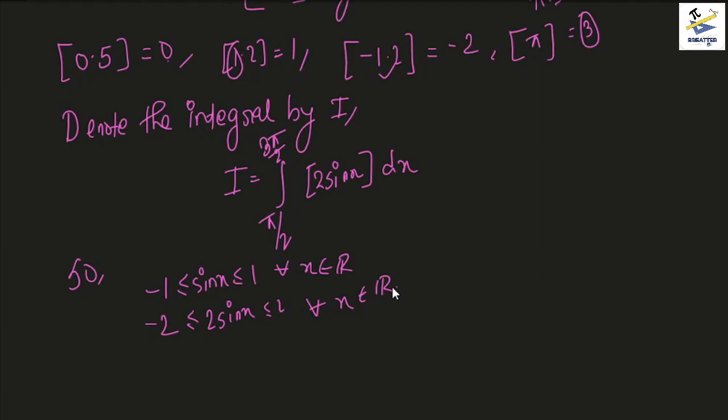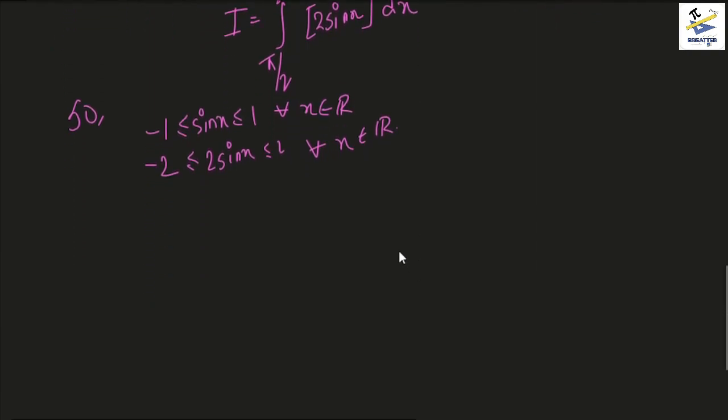So what we can do here is something like this. 2 sin x, right? So what happens at pi by 2? At x equals pi by 2, 2 sin x is basically equal to 2, right? Correct? And we want to find the value where it is not greater than or equal to 3. So 2 sin x becomes 2 at x equals pi by 2.